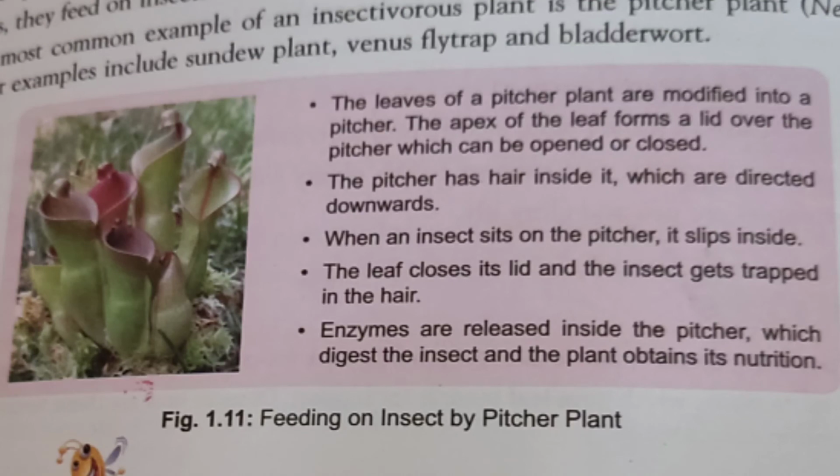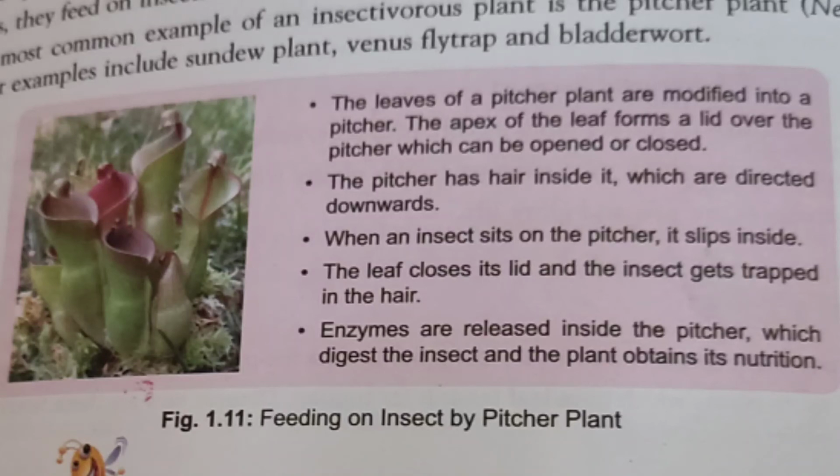These plants usually grow in soil which has less amount of nitrogen. Thus, they feed on insects to fulfill their nitrogen requirements. The most common example of an insectivorous plant is the pitcher plant, Nepenthes. Other examples include sundew plants, Venus flytrap, and bladderwort.